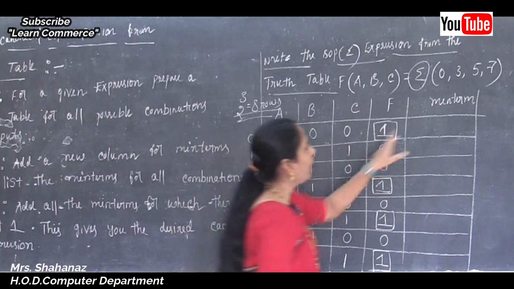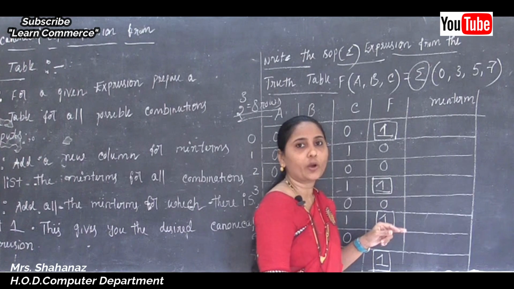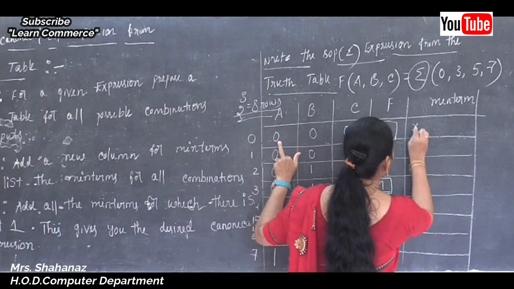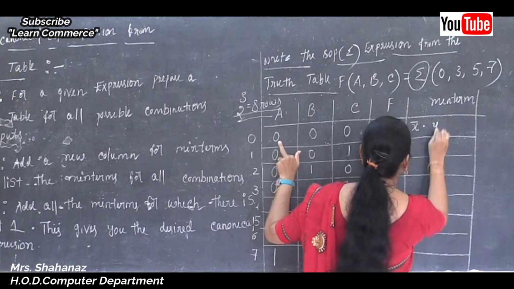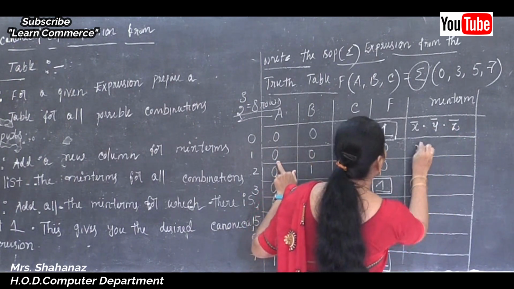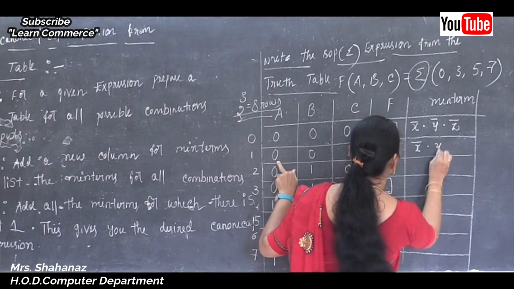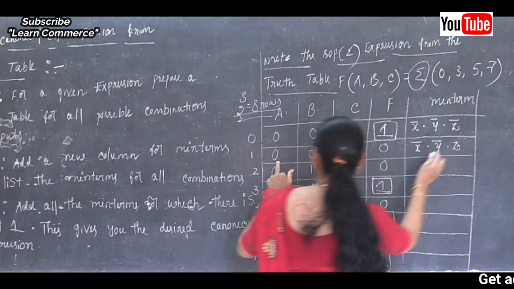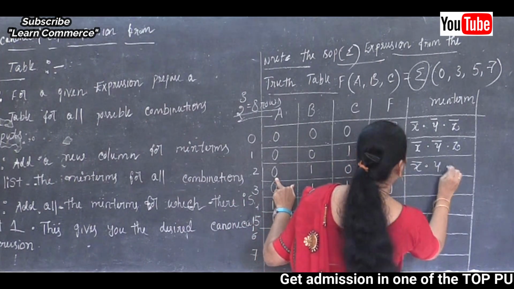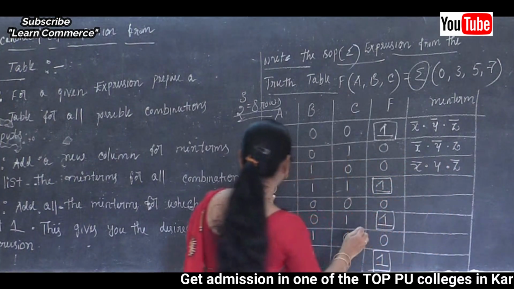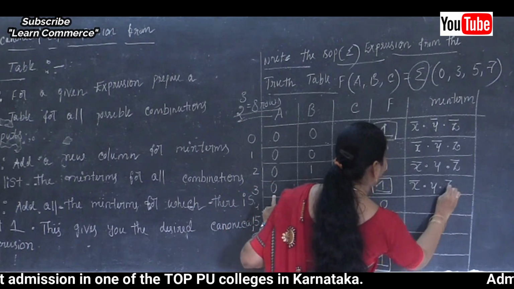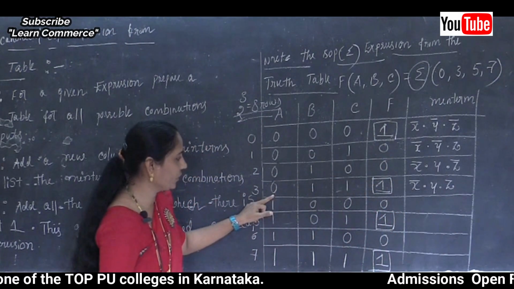Now I am going to write the minterm product terms. We know how we use them: the first is complement x, complement y, complement z. The second is complement x, complement y, z. The third is complement x, y, complement z, and complement x, y, z. Like that we are going to complete it.